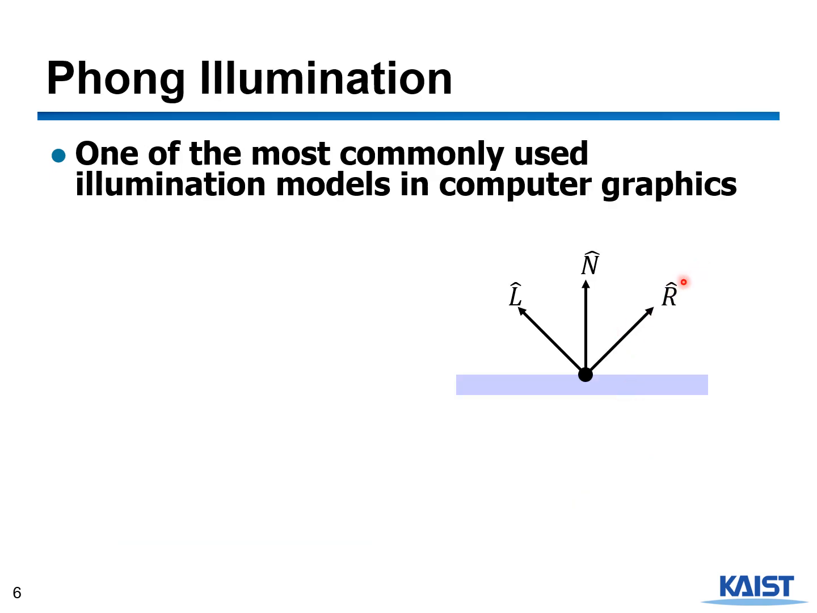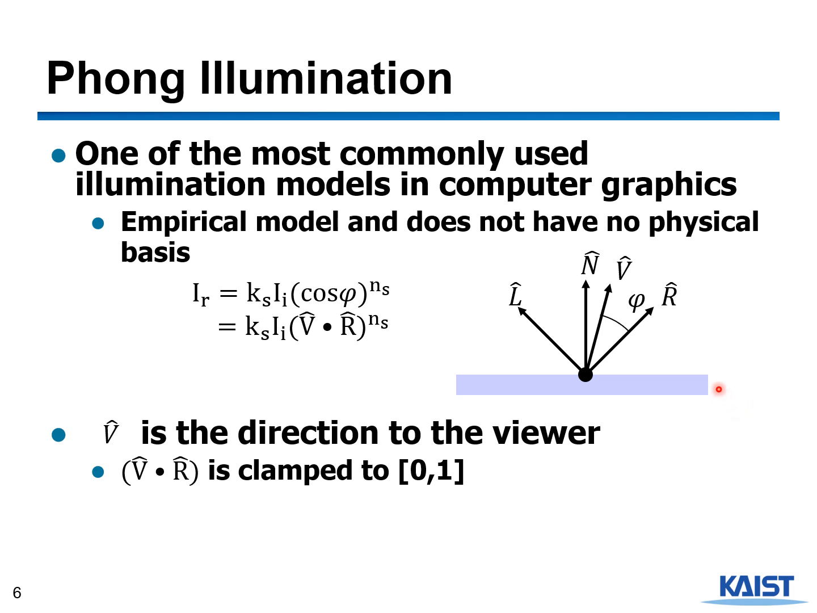So along that line, the Phong illumination is one of the most commonly used simplistic illumination models in computer graphics. The setting is that this is the surface normal. This is the incoming light direction. This is the R direction that we computed, assuming this is an ideal reflector. And this is our viewing direction.